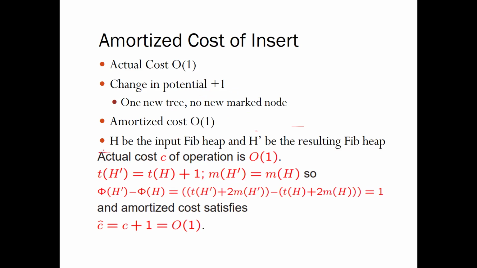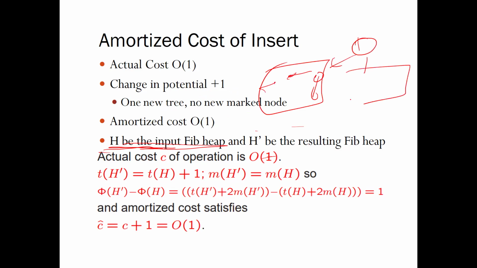So suppose that H is the input Fibonacci heap. Initially you had a tree like this. And after you insert a new node into this tree, the tree will become something else. So this is known as H and this is known as H dash. So what is the change in potential from H to H dash? That is what we're trying to find out. Suppose that the actual cost of the operation is O(1), that we already know.